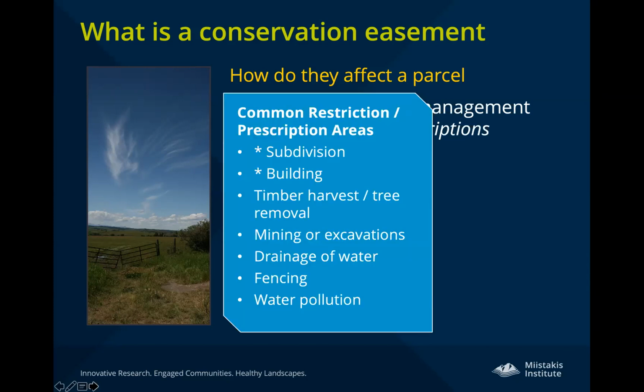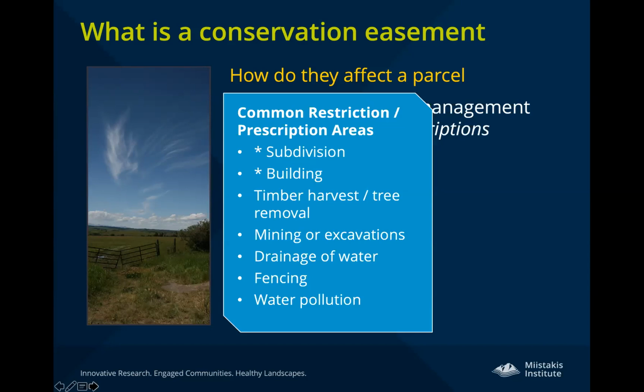Some of the most common ones that you might see where there are restrictions or prescriptions are things like subdivision and restrictions on building. And I starred those ones because pretty much every conservation easement has those. But there can also be restrictions on timber harvest and tree removal, on mining and excavations, especially gravel in a lot of cases, drainage of water, fencing, water pollution.